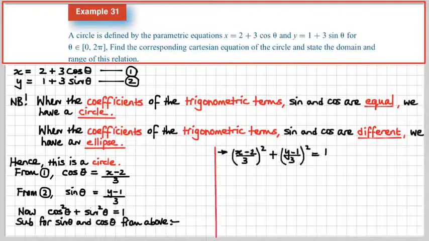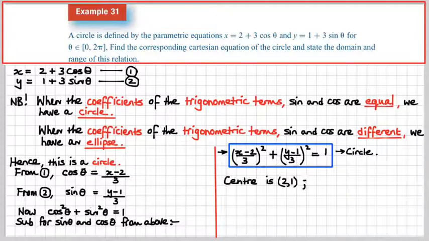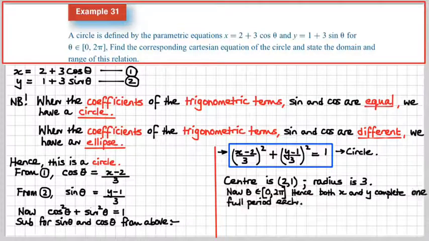And what do we get? We get that, and it looks very much like a circle. It is, and it's a circle where the centre is x is 2, y is 1, and the radius is 3. Now that's not the end of the story. We've got theta going from 0 to 2 pi, hence both x and y would complete one full period each.